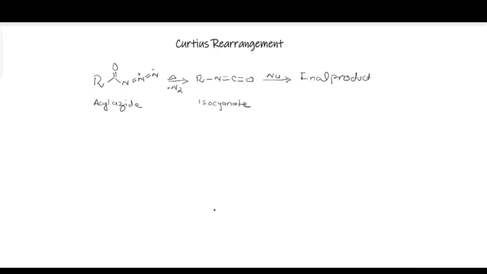Curtius rearrangement is the thermal decomposition of acyl azides to isocyanate with the removal of a molecule of nitrogen. Isocyanate is an intermediate, and upon reaction with different nucleophiles, it can convert to a final stable product. In this video, we're going to talk about the mechanism of the reaction and the different expected products obtained as a result of the reaction of isocyanate with different nucleophiles. So let's begin.